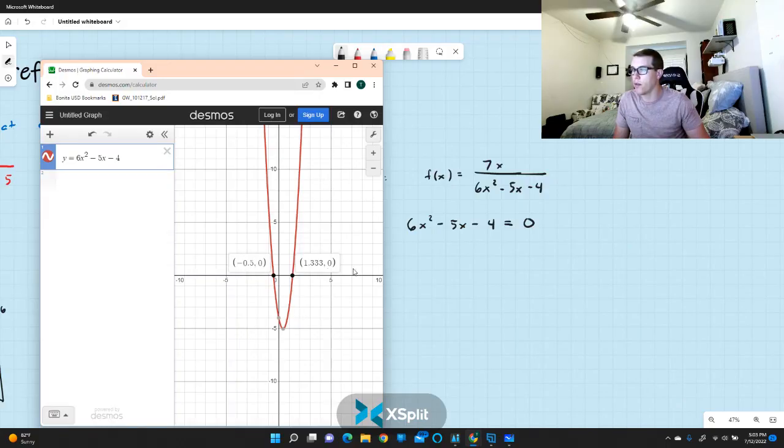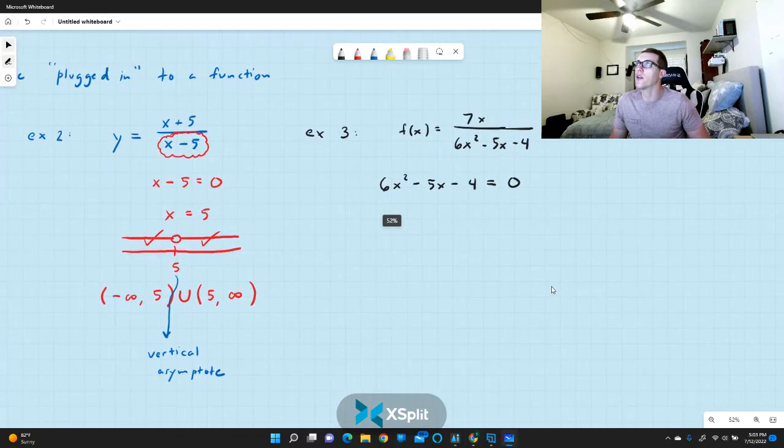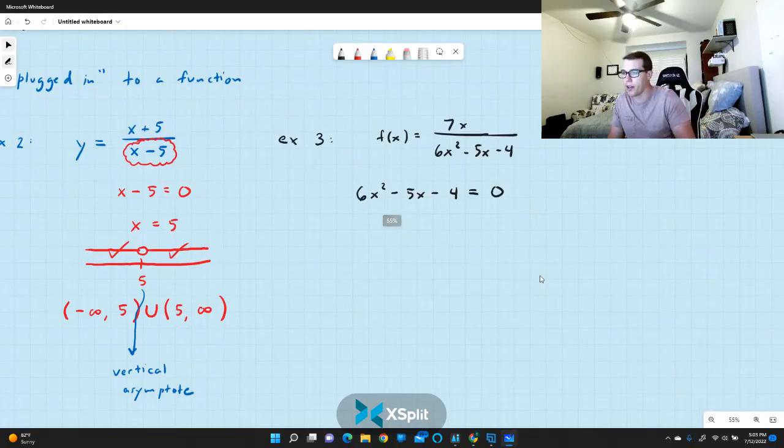So it looks like -1/2, and this happens to be 4/3. Those are the two values that cause this to equal 0. So we could go through this, put them on a number line, and we're all set. But I really hope at this point in your math career, you know how to solve this by factoring. Factoring is going to come up this year again.